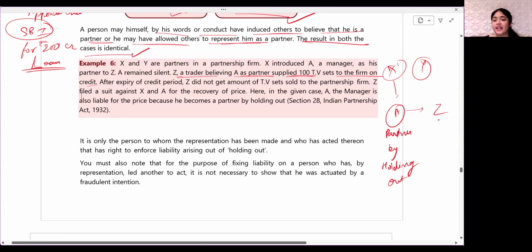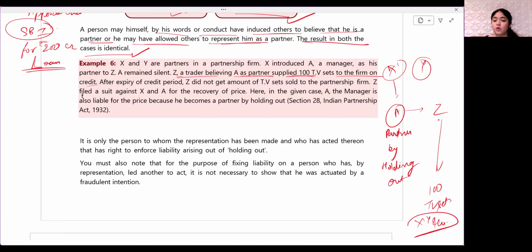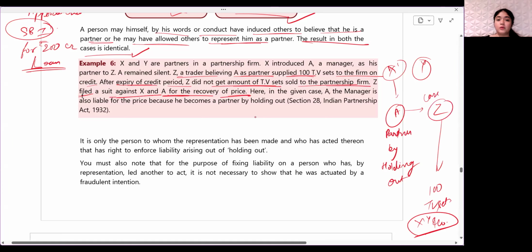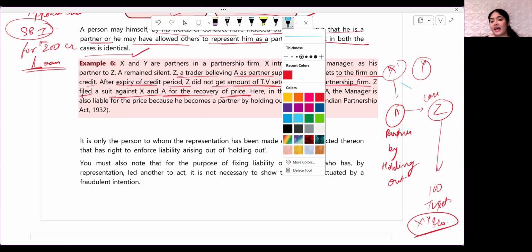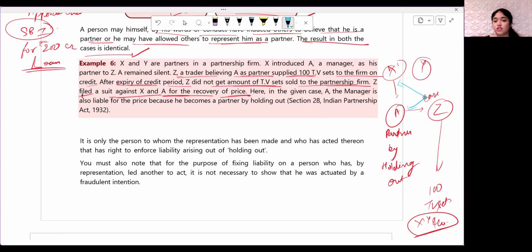Now, Z gave 100 TV sets to XY and company, this partnership firm. After expiry of the credit period, Z did not get the amount for the TV sets sold to the partnership firm. Z filed a suit against X and A for the recovery of the price. Now, what happened? Z filed a case against X and A, the partners of the firm.